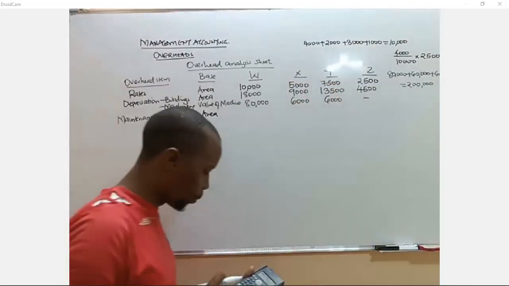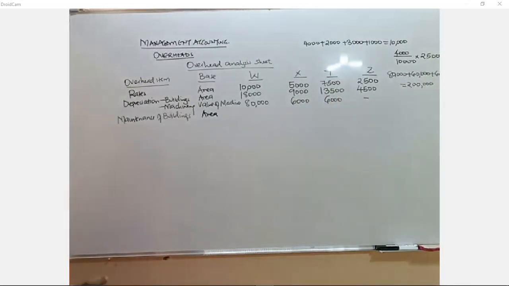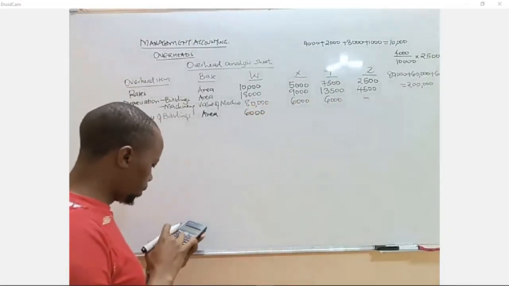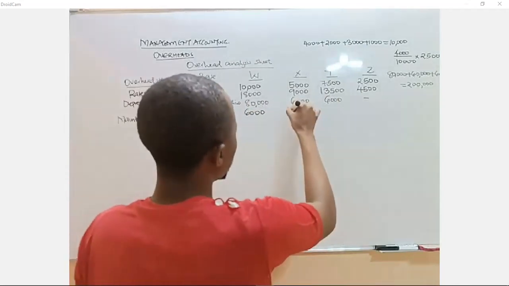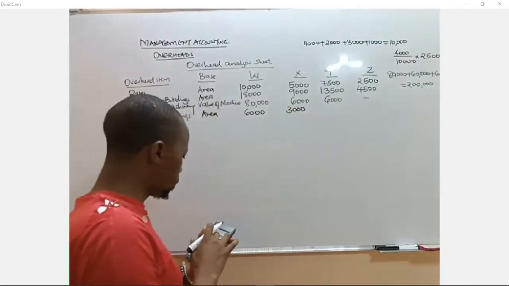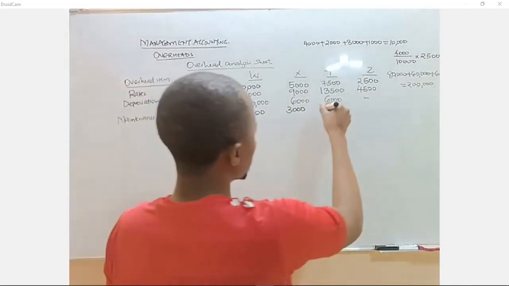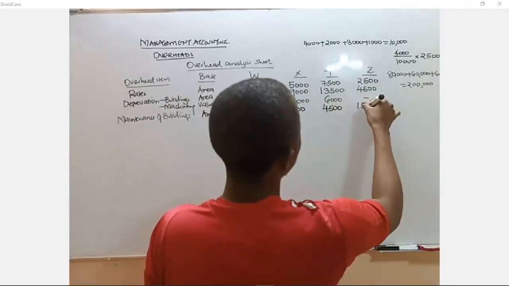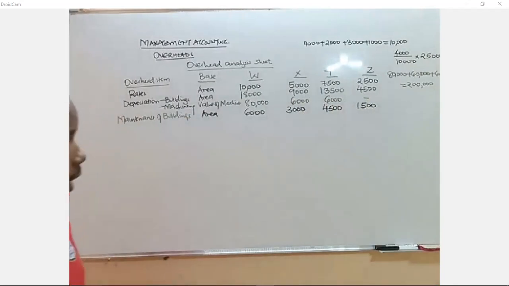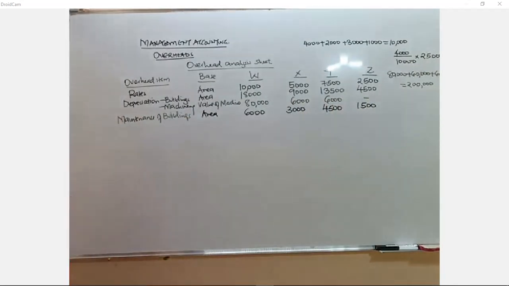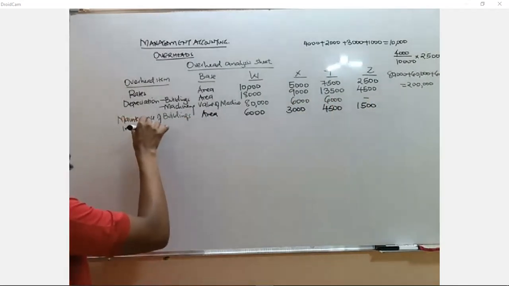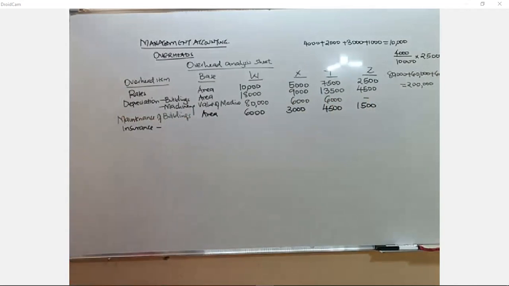We say the first one is 0.4. Then I multiply by the total cost for the maintenance of building, which is 15,000. The first one is 6,000. The second one is 0.2 times 15,000, getting 3,000 here. The third one will be 0.3 times 15,000, getting 4,500. Then the last one will be 1,500. After the maintenance of building, we go to the insurance. Under insurance, we are going to be starting with the insurance of buildings.